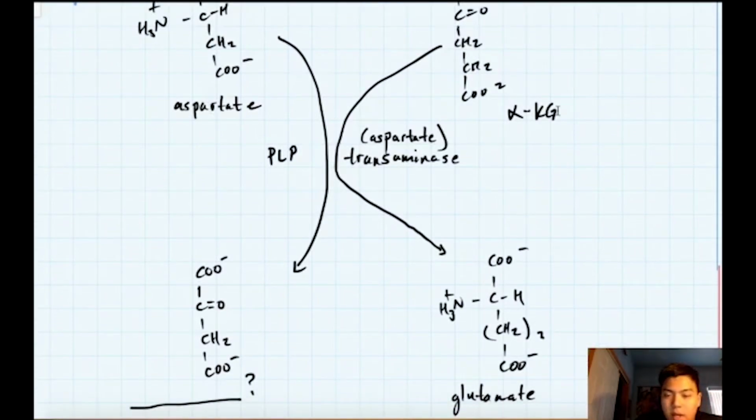So aspartate and alpha-ketoglutarate, this is going to turn into glutamate, right? And aspartate is going to turn into oxaloacetate, right?